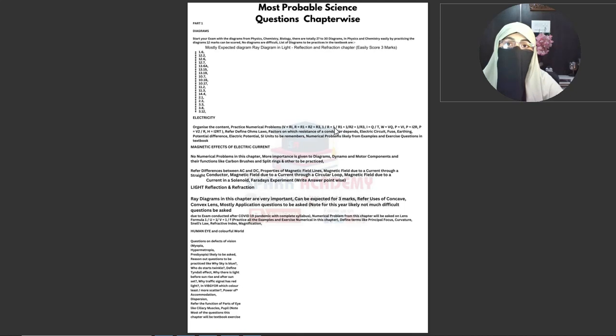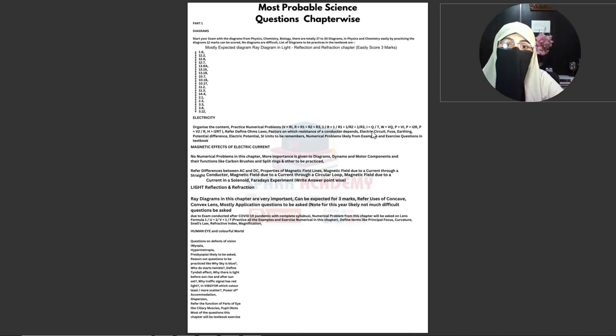Similarly, if the resistors are arranged in parallel connection, how will you find the effective resistance in that way? Then the power, how will you find out the power, those questions. Then the numericals, I'm telling you, because many students find it very difficult to study the numericals mainly. So what kind of numericals you need to study from the electricity chapter, I'm telling you that.